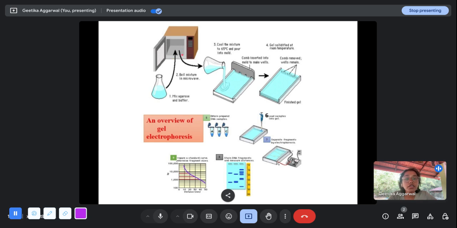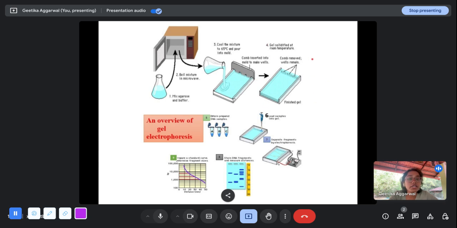When it's properly done, you cool the mixture to about 65 degrees Celsius, and then you pour it into a mold. Make sure this mold already has the comb inserted in it, and this comb is what will lead to the making of the wells. This comb can be of different sizes based on how much DNA sample you want to put in your gel electrophoresis. So you put this comb and then you pour the mixture. Then you wait for this to solidify into an agarose gel. Then you remove these sides which were preventing the spillage, and now you have this finished gel.